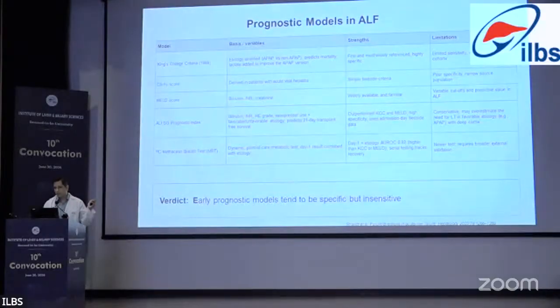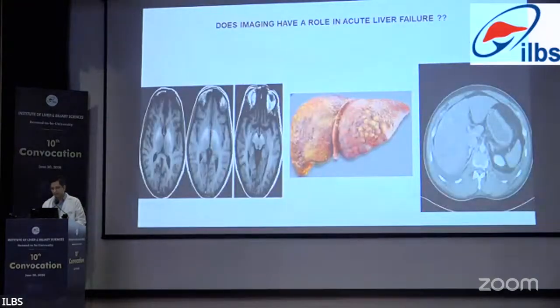The patient had diffuse cerebral edema. And as we know in ILBS, we have an ALF corridor where the patient comes into the emergency, goes via the CT scan, a CT head and a CT abdomen is done, and then the patient is shifted up to the ICU. So the first question would be, why do we do a CT scan? I mean, the patient can go to the ICU straight away. So does imaging have a role in acute liver failure?